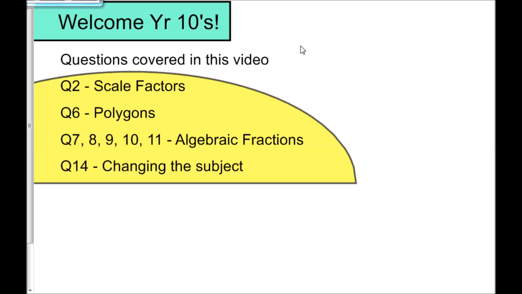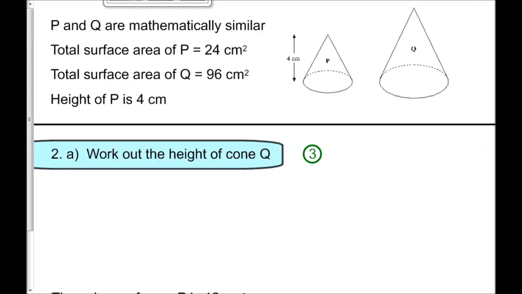Right then, we'll start off with scale factors questions. This was question 2 on your papers. If you've got your papers open, as I say, if you're going to make any changes, make it in a different colour so you can see exactly what you've changed. As soon as it says in that first line that P and Q are mathematically similar, that's where you have to think scale factors. That should jump straight into your mind.